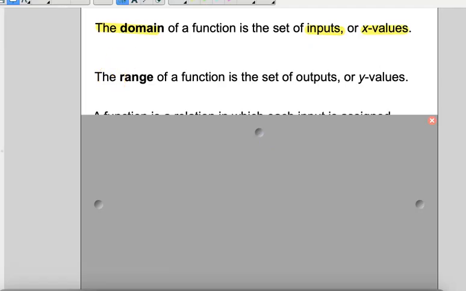The range value is different. The range is the opposite. So the range sometimes we call the outputs or we call them the y values.